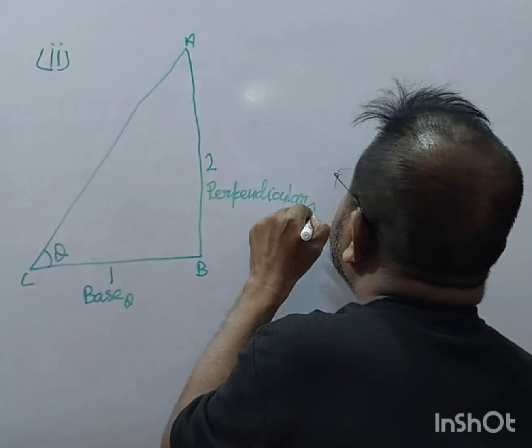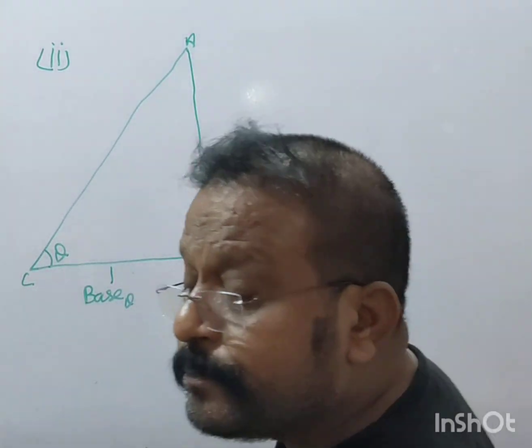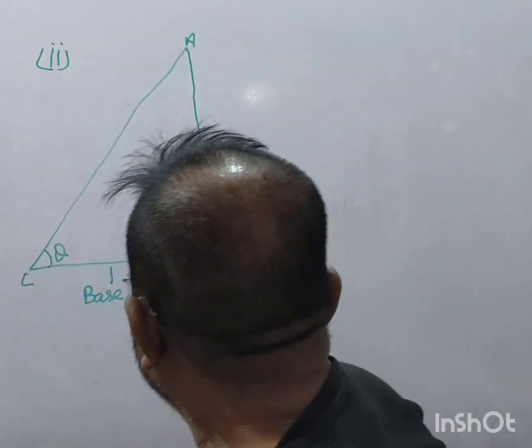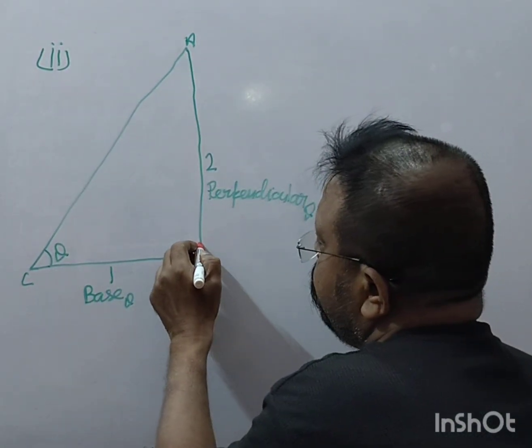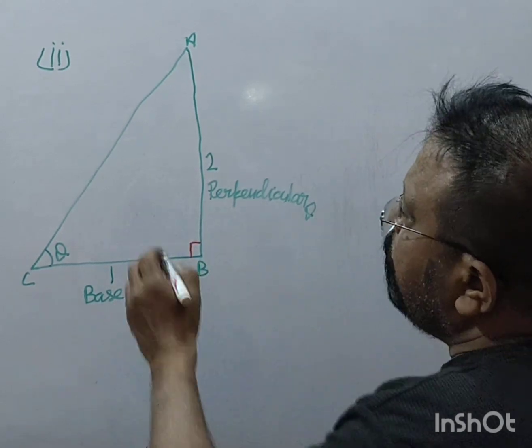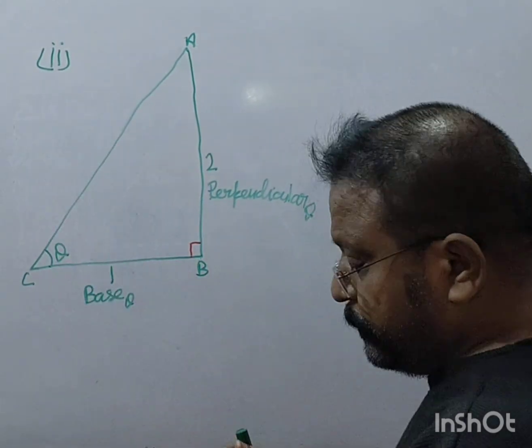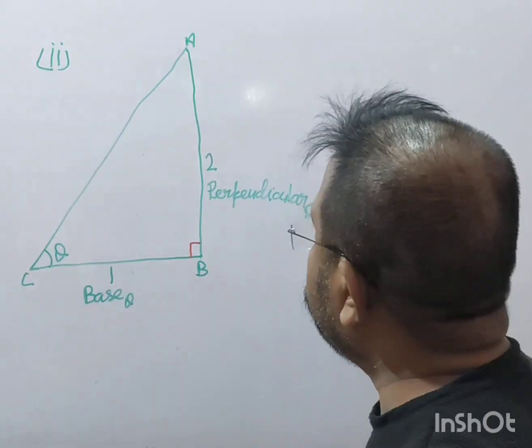Perpendicular for theta. Right? Now, this angle is of 90 degree. So obviously it will be hypotenuse. Yes, sir. Right?